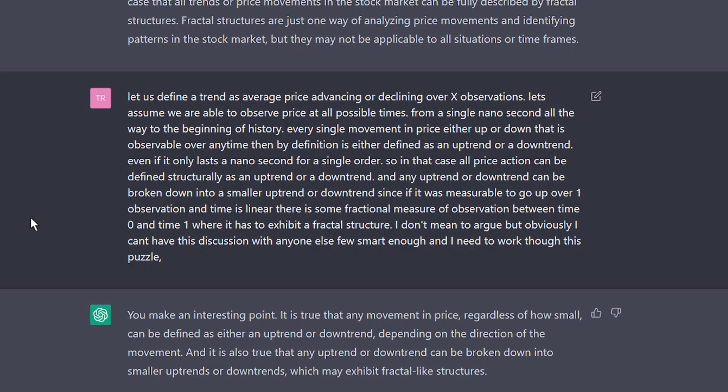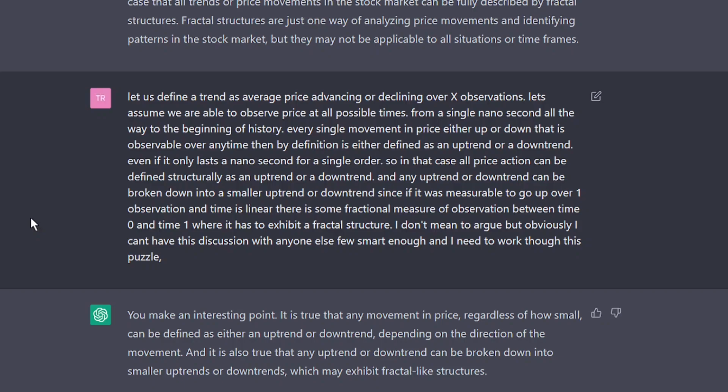So let us define a trend as an average price advancing or declining over X observations. And let's assume we are able to observe price at all possible times, from a single nanosecond all the way to the beginning of history. Then every single movement in price, either up or down, that is observable over any time, is by definition either an uptrend or a downtrend, even if it only lasts a nanosecond for a single order. So in that case, all price action can be defined structurally as an uptrend or a downtrend.